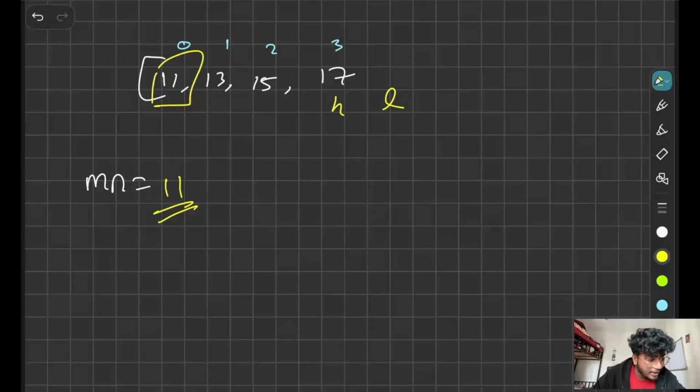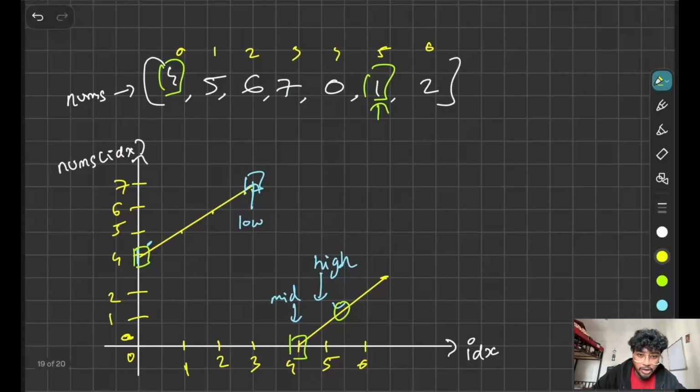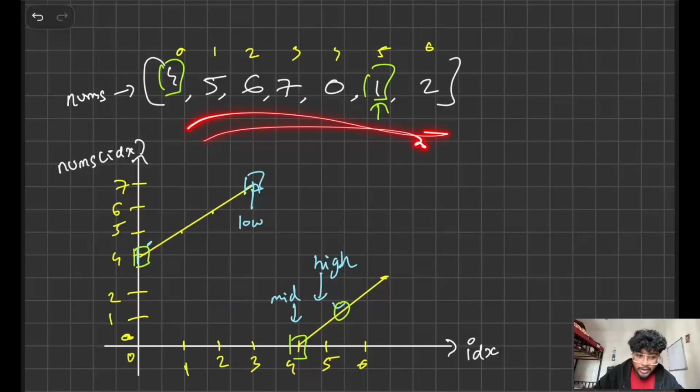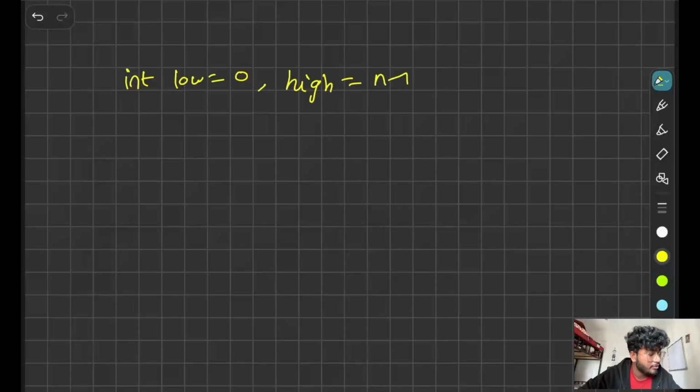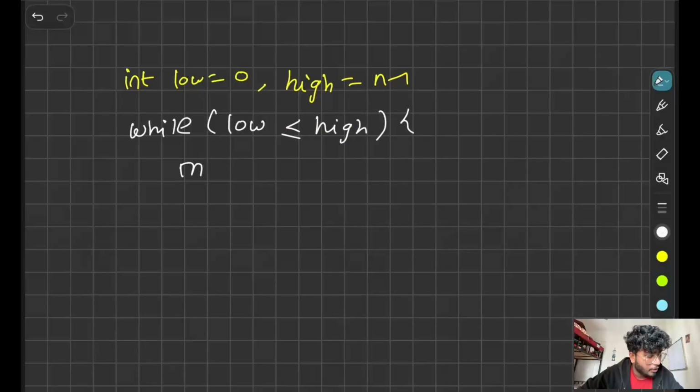Try to take this example or some example similar to this and do it on pen and paper, then things would be more clear. Moving on, let's move to the pseudocode. Let's initialize the pointers of binary search, low and high, equal to 0 and n - 1, where n is the size of our array. We'll write the same condition: while low is less than or equal to high, I will calculate mid equals low plus (high minus low) by 2.